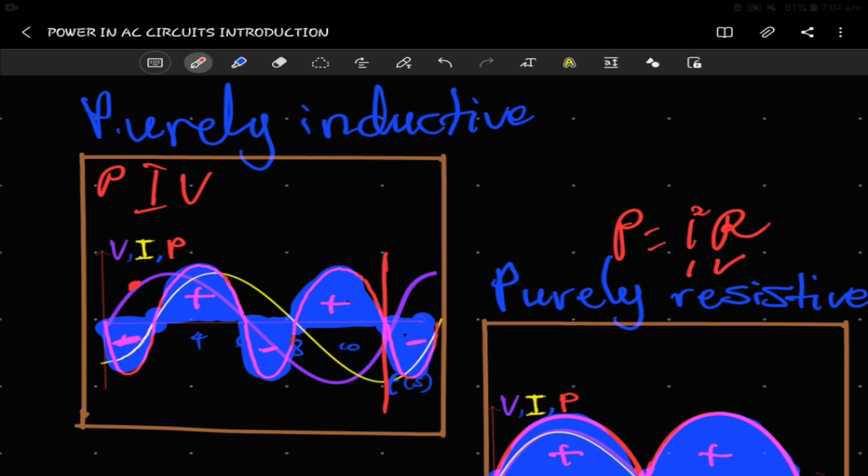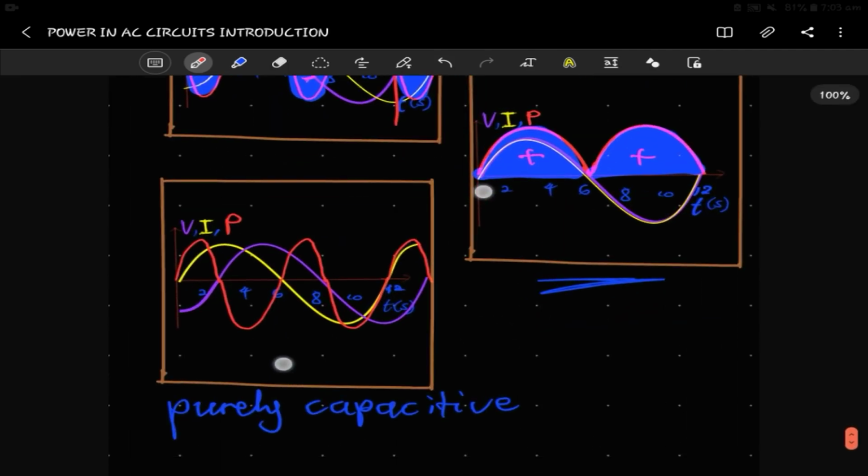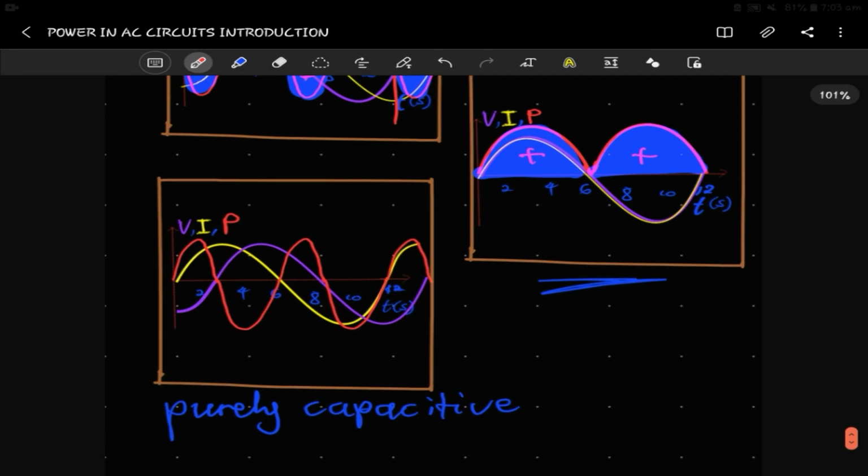Within a full cycle, it does no work at all, because the power here is negative, here is positive, negative, positive. So basically, it's just doing net zero work. The same thing happens with a purely capacitive circuit. Negative here, positive here, negative here, positive here, negative here. This is one cycle.